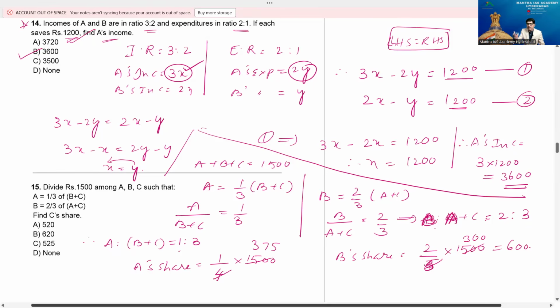Then what about the remaining, C's share? How much is it? He's asking that only. Find C's share. Therefore, C's share is equal to the total minus these two: 1500 minus 375 plus 600. This value is 1500 minus 975. What's the value of this? Exactly 525. That's option C, beta.